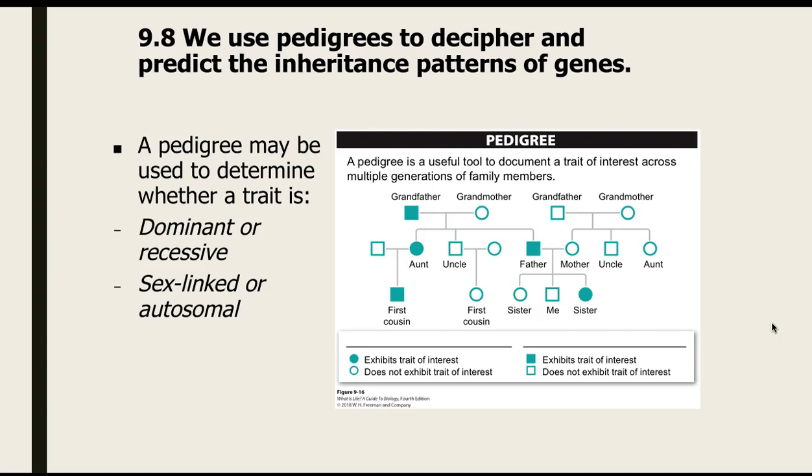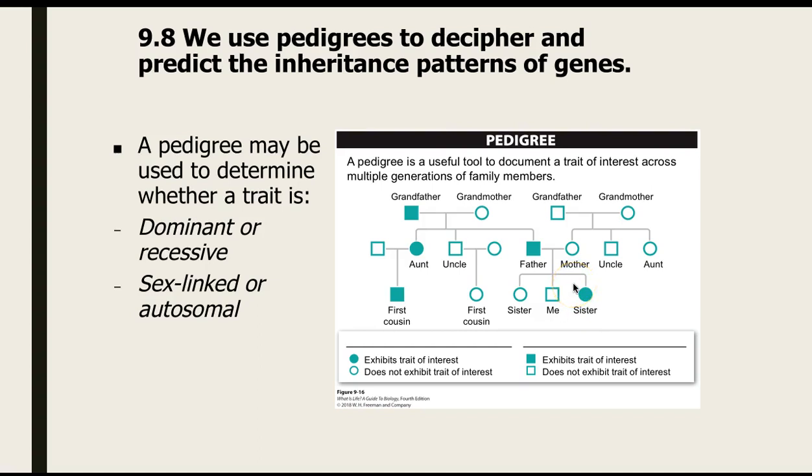So the way that you figure out whether something is sex-linked or autosomal is you look to see whether or not more males in the pedigree have it than females. Now, if you look here, it's 3 males and 2 females. That is not nearly well enough to say, oh, it's sex-linked. That's just a rule of thumb, though.